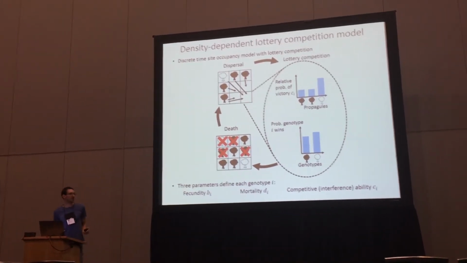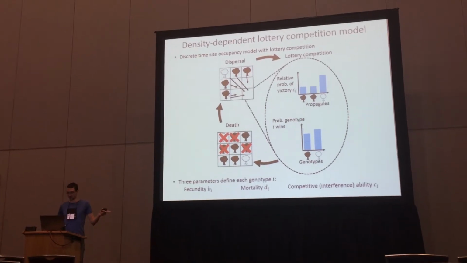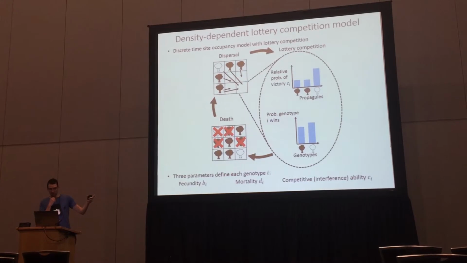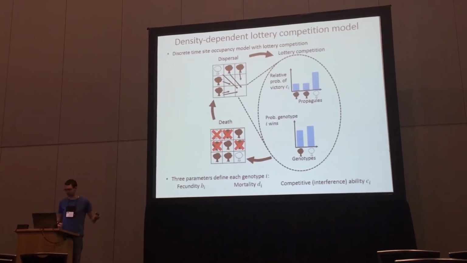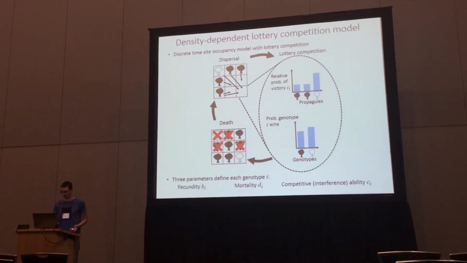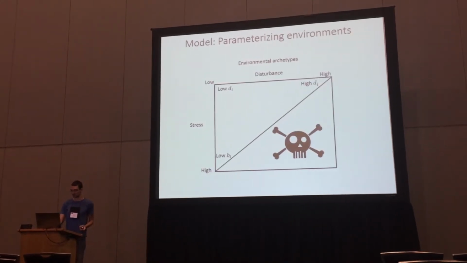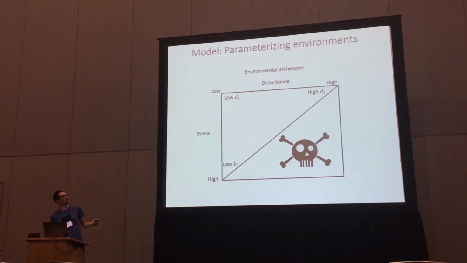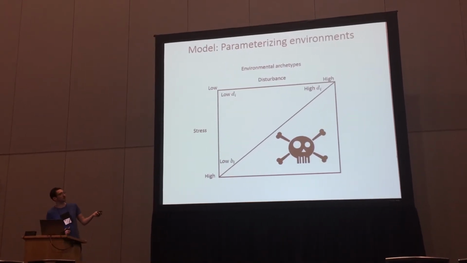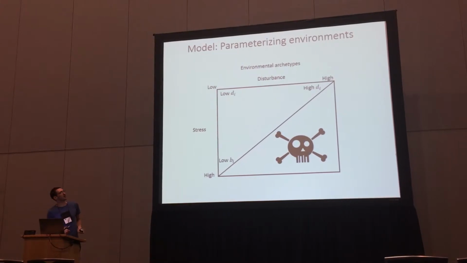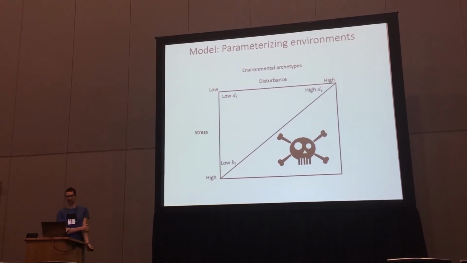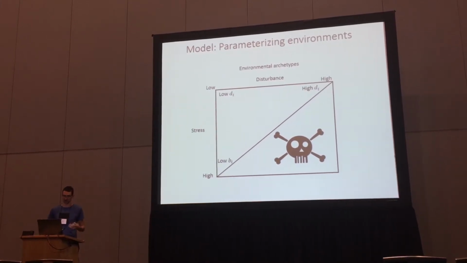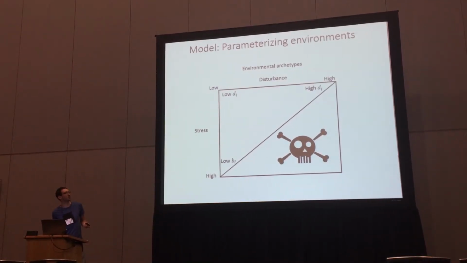So that's the model. There are three parameters that define each genotype: their fecundity, which is basically the number of propagules they send out per individual, their mortality, which is that death step, and then their competitive ability. So to return to the conceptual setup, the way that we would view Grime's three environmental extremes is that the ideal environment is low extrinsic mortality, which means that there's nothing keeping population density low, so you'd expect high population densities.